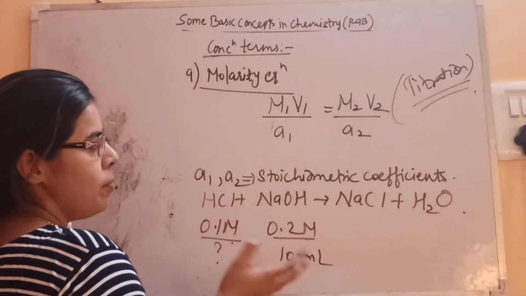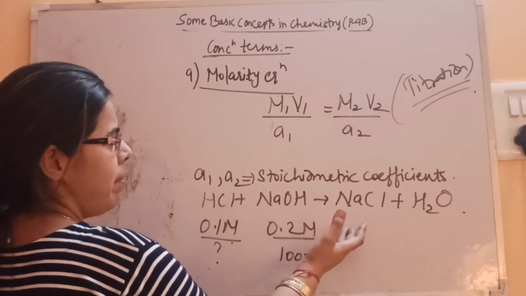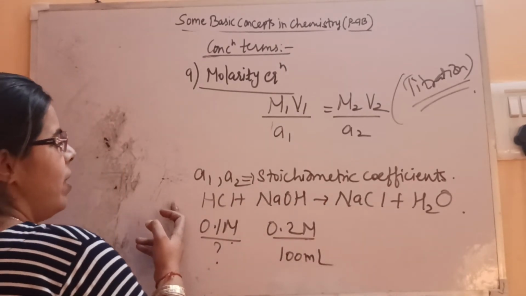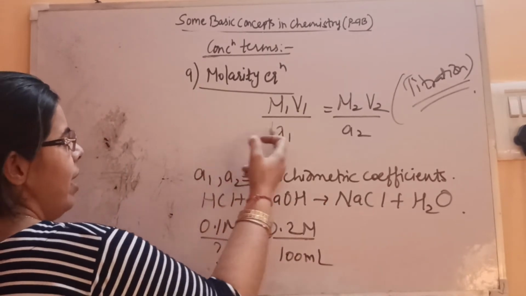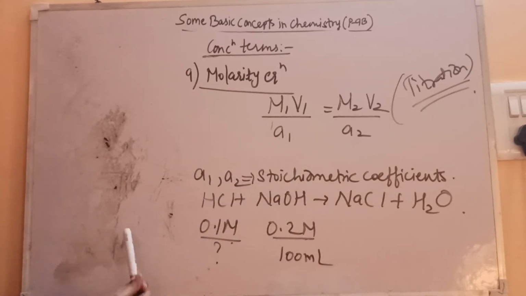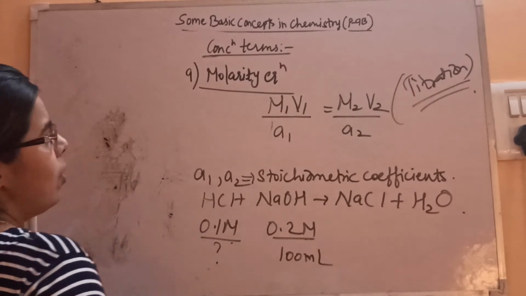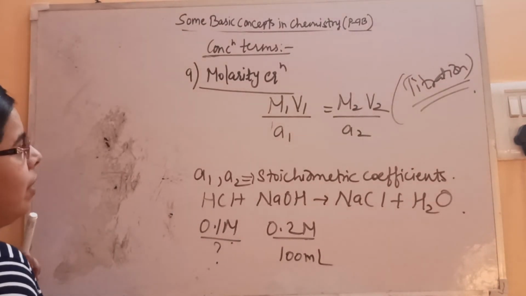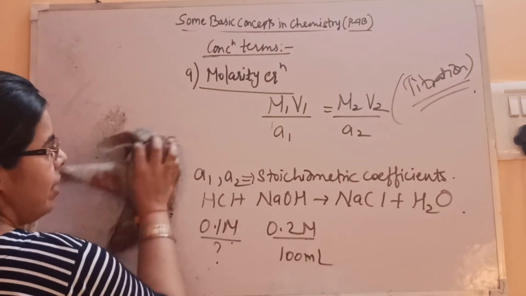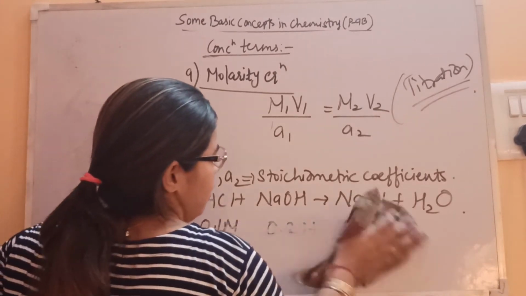So what are the stoichiometric coefficients here? It's simple. It's already balanced, no need to balance it. So it is 1 here and 1 here. So A1 is 1 and A2 is also 1. This is how you will be using the molarity equation for both types of situations. One is for dilution purpose and one is for the reaction purpose.